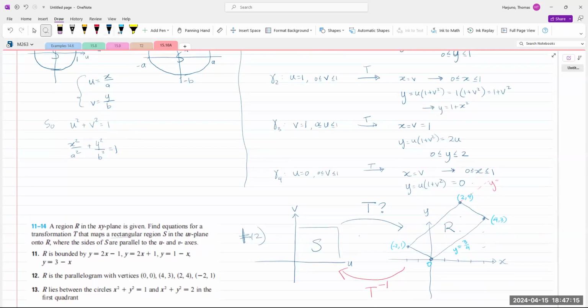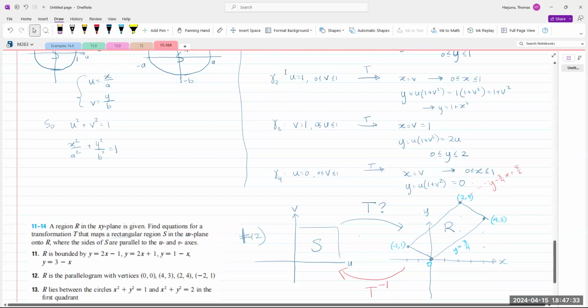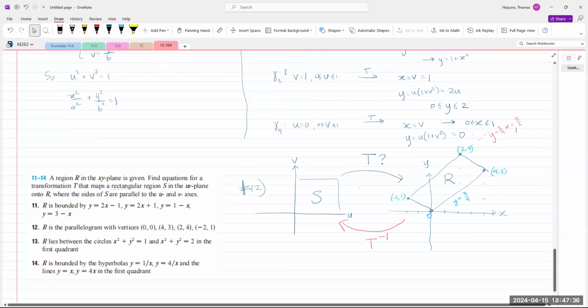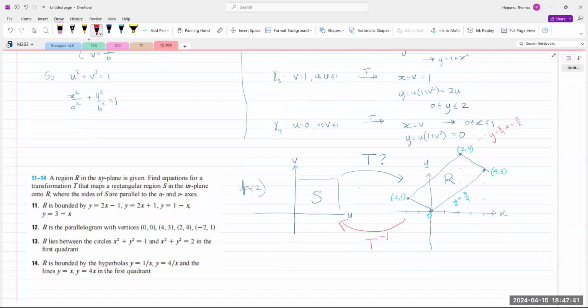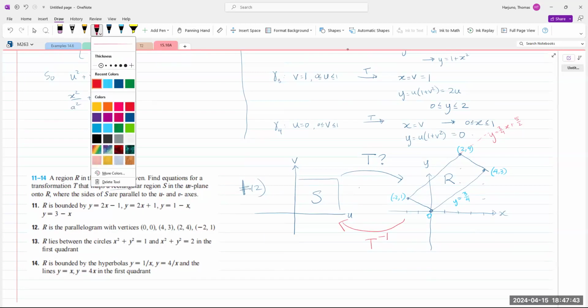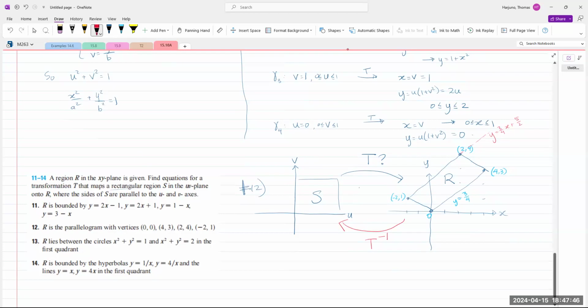So y equals 3/4 x plus, if I put 2, that will be 3/2, 2/2. Okay, so this line here is 3 over 4 x plus 5/2. This is y equals 3 over 4 x plus 0, or just 3 over 4 x.